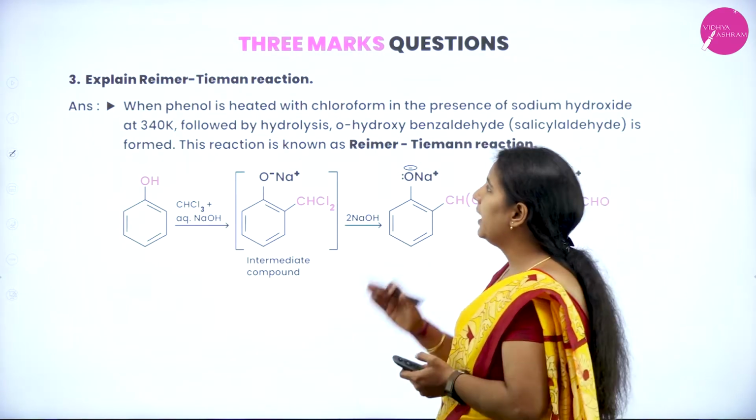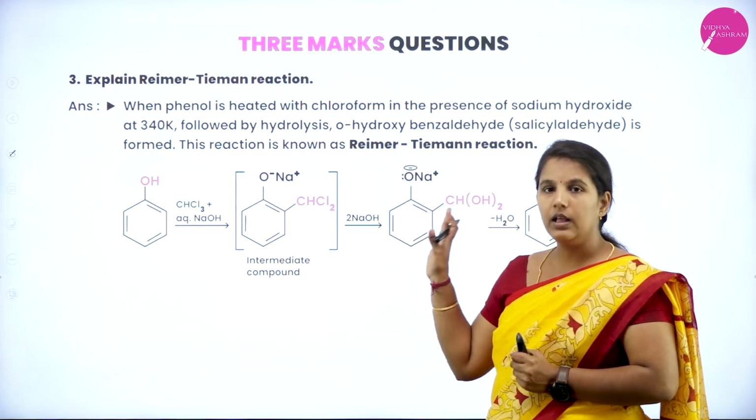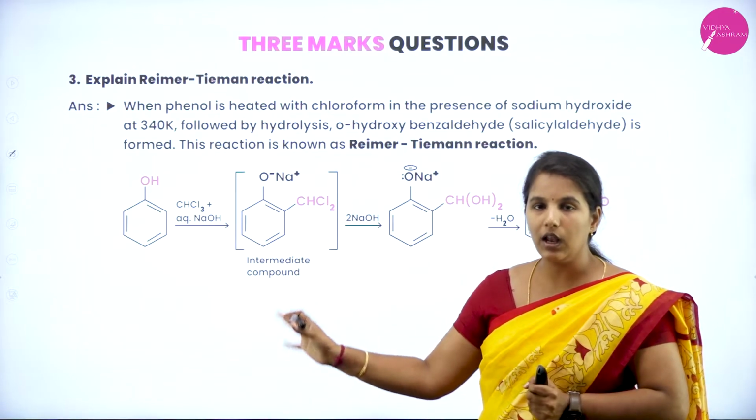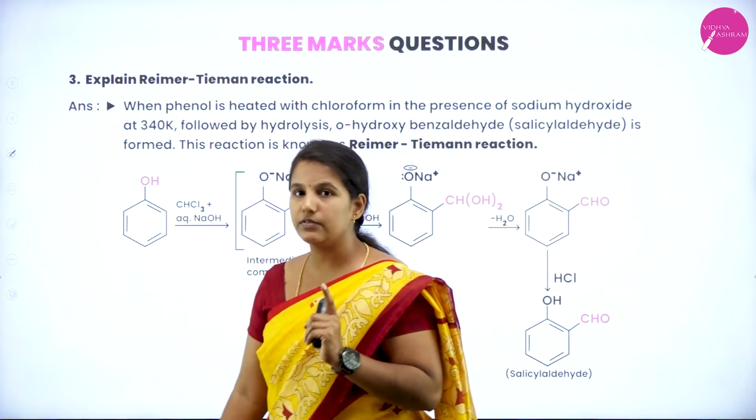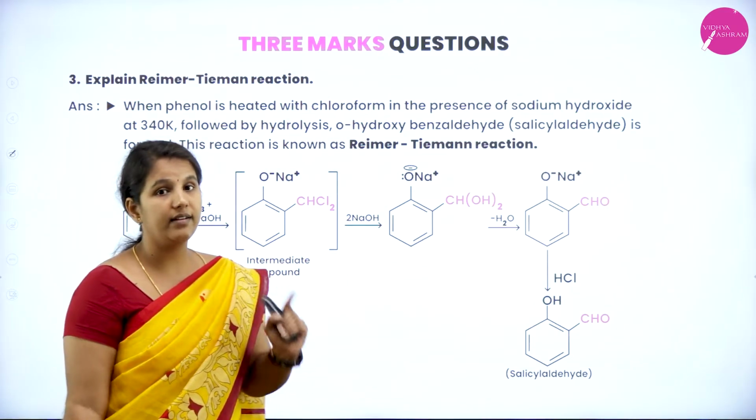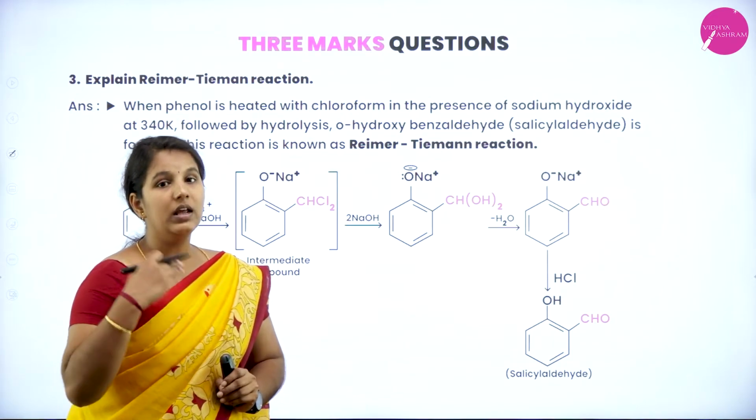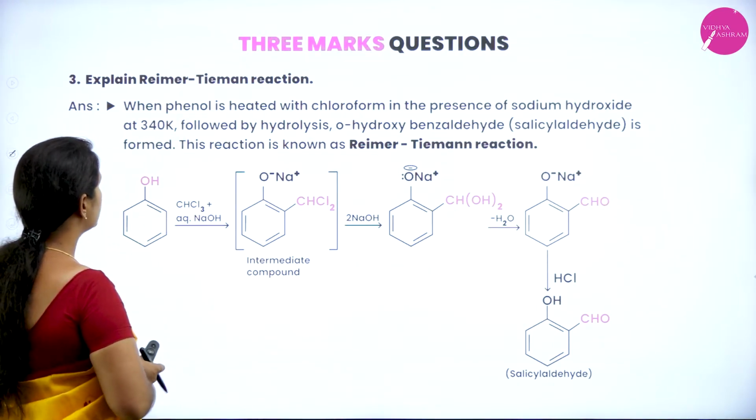Next question. Explain Reimer-Tiemann reaction. Just now, as I have explained with the Kolbe reaction, in both the reactions we are taking phenol, and the end product, one is a carboxylic acid, one is an aldehyde containing a benzene ring. So please be careful while writing the end product. We'll see the Reimer-Tiemann reaction now.